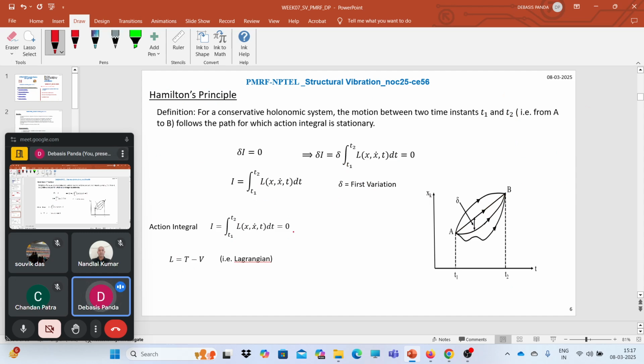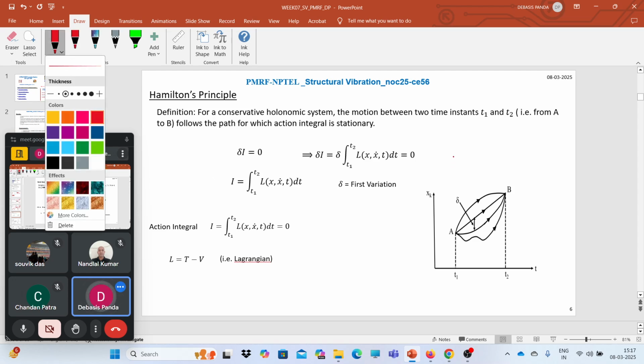So that action integral and the Lagrangian concept will be needed to understand the Hamiltonian principle. Starting with the Hamiltonian principle, it says: if we have this kind of condition, where we need to find out the optimum path which a particle follows from A to B. So the Hamiltonian principle says for a conservative and holonomic system, we know, a conservative system where the total energy is conserved, like no loss of energy is occurring in that system, motion between T1 and T2 follows the path for which the action integral is stationary. That means the first variation is 0.